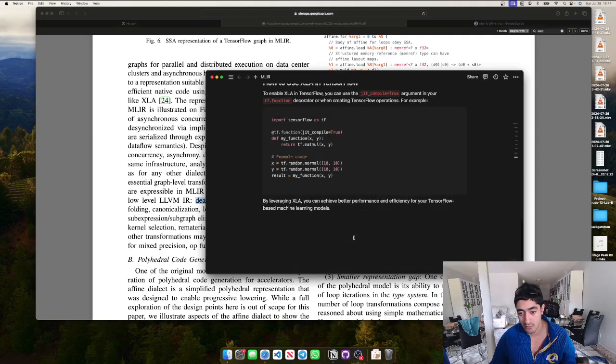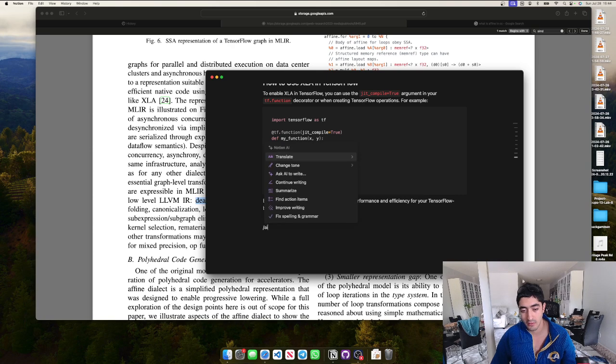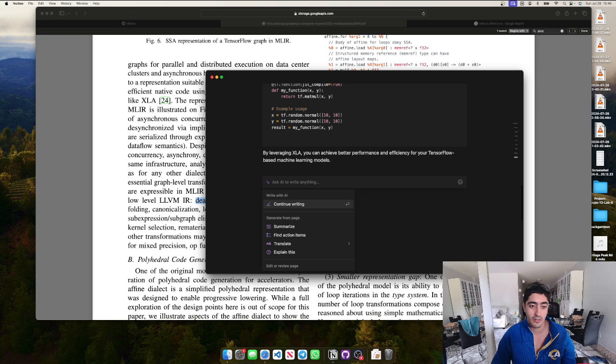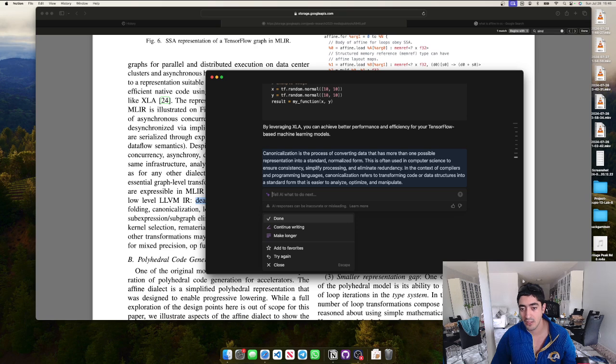canonicalization. What is, how do I get this? Ask it right. What is canonicalization? Okay, canonicalization is the process of converting data that has more than one possible representation into a standard normalized form. This is often used in computer science to ensure consistency, simplify processing, and eliminate redundancy. In the context of compilers and programming languages, canonicalization refers to transforming code.